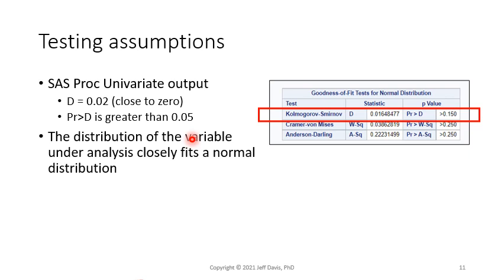But in this case, we have a Pr greater than D value of 0.15, which is quite a bit larger than 0.05. So we say that there's a pretty good chance that the null is true, meaning that the sample data we compared to a perfect normal curve matches up pretty well with it. It comes pretty close to it. All this is to test the assumption that your data comes from a normal distribution.